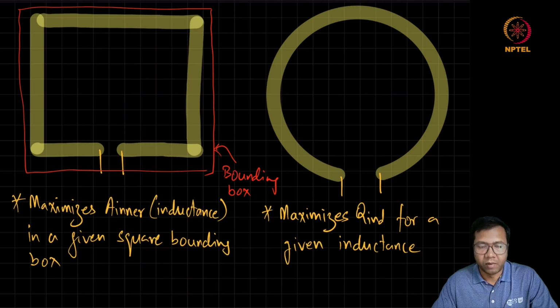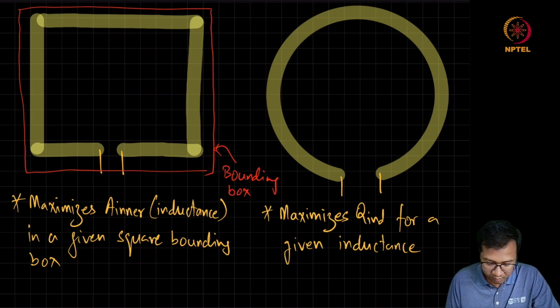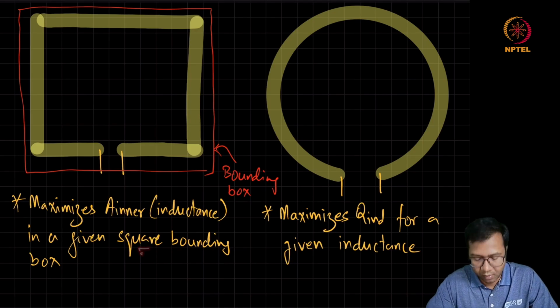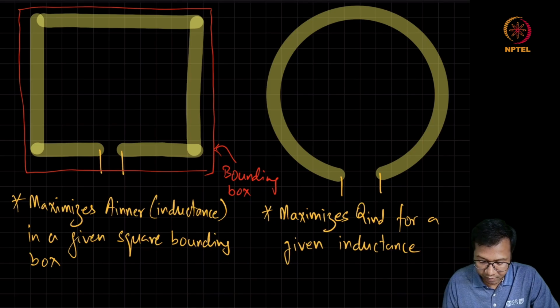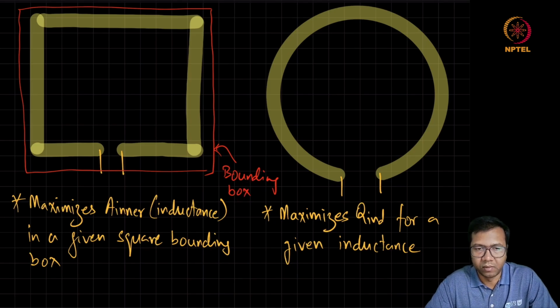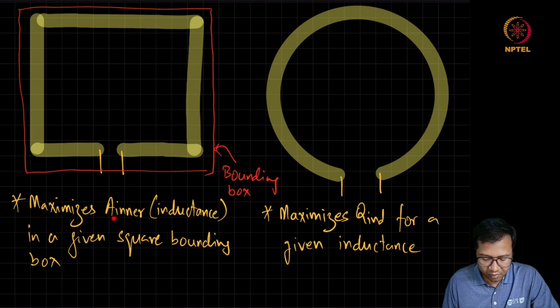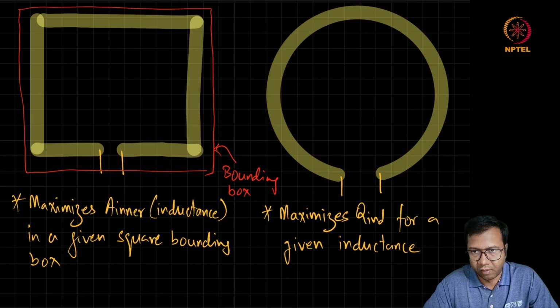And whatever argument we are making for a square, the same thing will also be true for rectangular. If a rectangular space is available for the implementation of the inductor, and we want to just maximize the value of inductance, in such a scenario it is better to go with a square or rectangular shape.